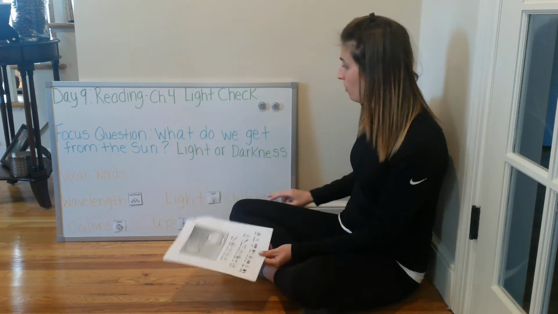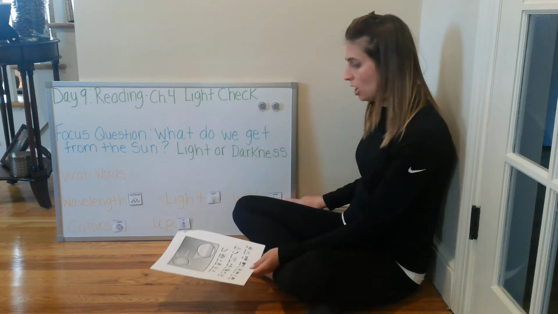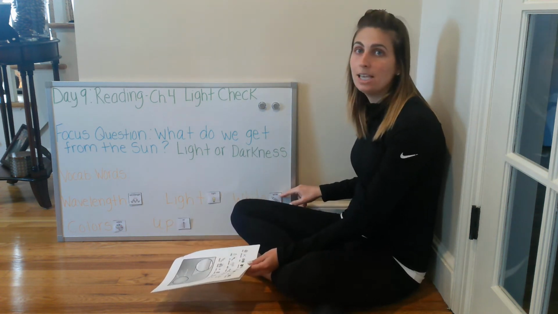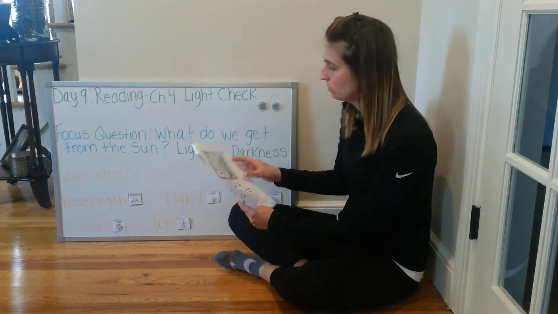Now we talked about different types of colors, and we also talked about that the sunlight that we see when it looks down on us looks white, and white is also another key vocab word.